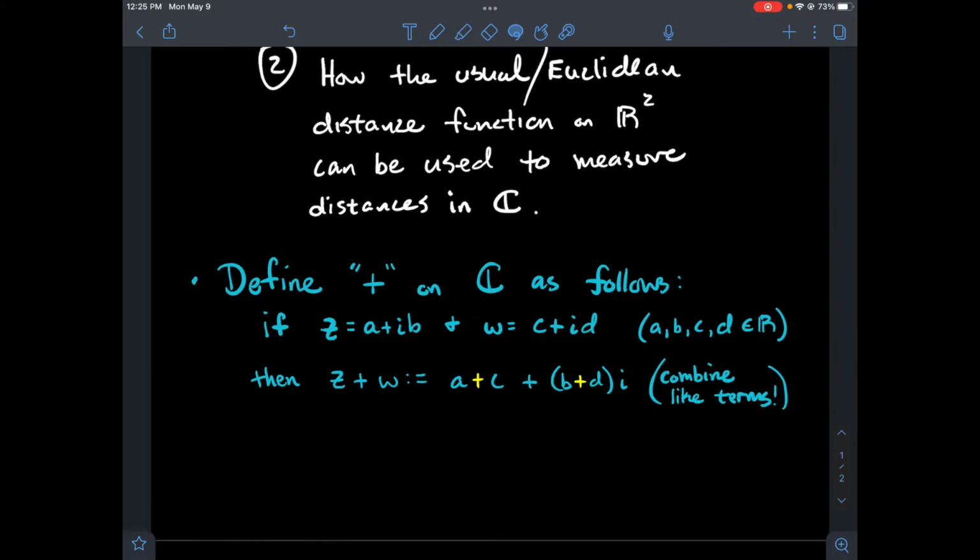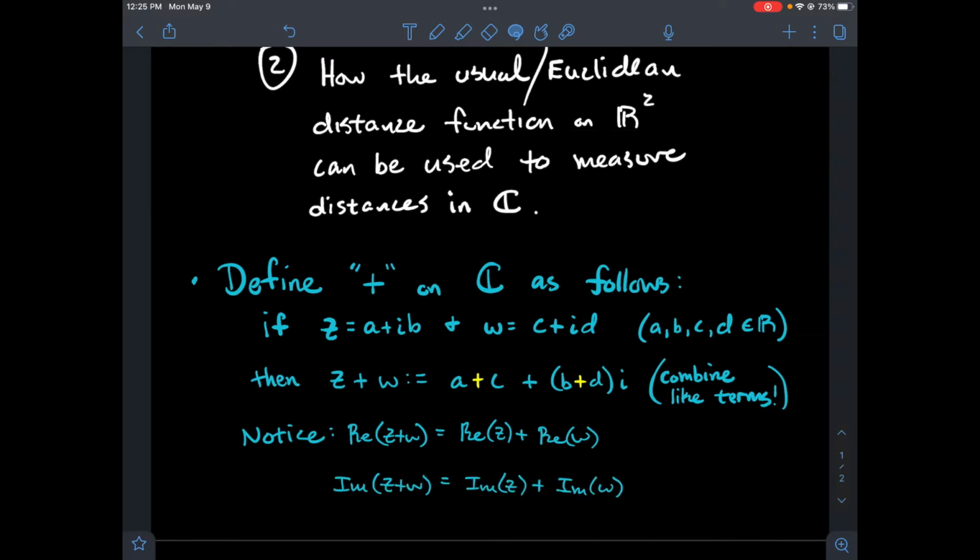Think about a complex number as a polynomial, and you can think of i as a variable if you like. That's how I'm treating this, and that's what I mean by like terms. So I just put the real parts together, and then I put the imaginary parts together. To say that a little more formally, the real part of z plus w is just the sum of the real parts. Similarly, the imaginary part of z plus w is just the sum of the imaginary parts.